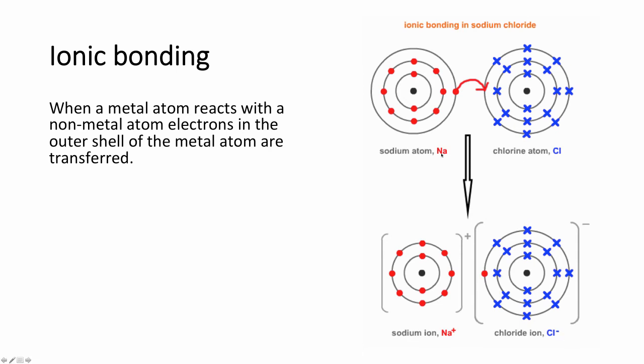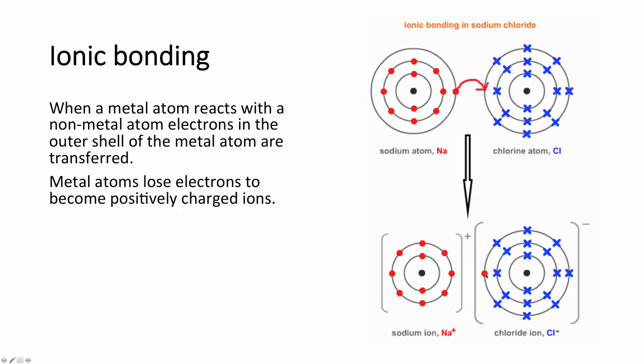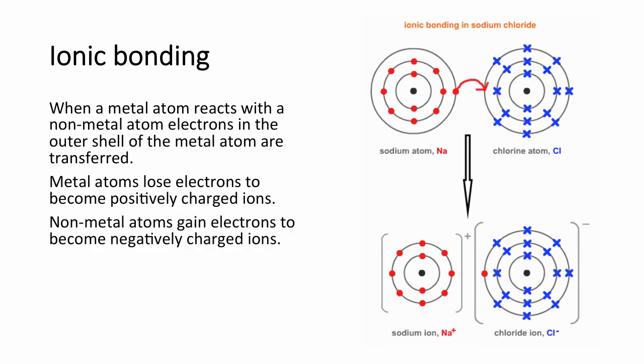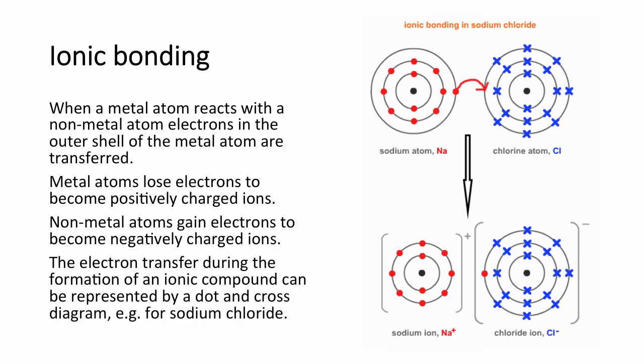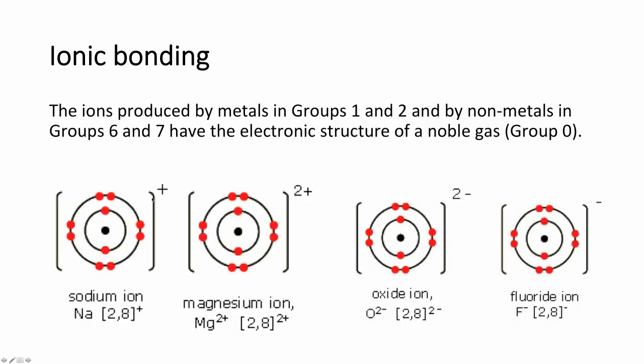And you should be able to show this in the formation of ionic bond, showing electron transfer using a dot cross diagram. So you represent the metal with dots and the non-metal with crosses, and in the resultant diagram you have a dot in the negative ion to show that the electron comes from sodium. So metals lose their electrons to become positively charged, non-metals gain electrons to become negatively charged. The electron transfer during the formation can be represented by dot cross diagrams.